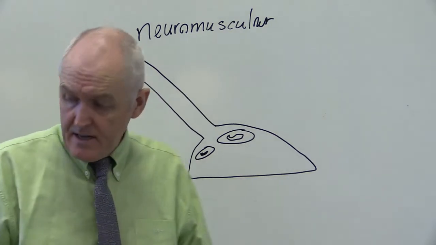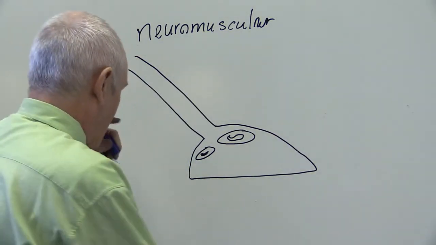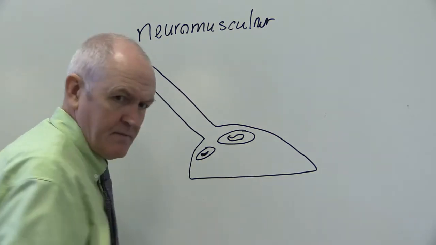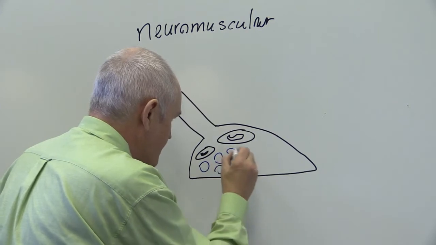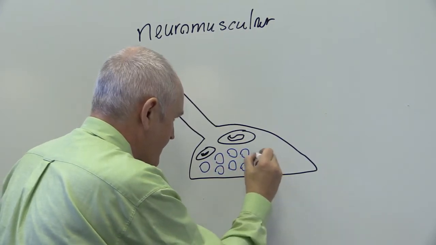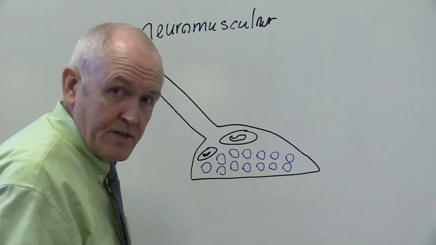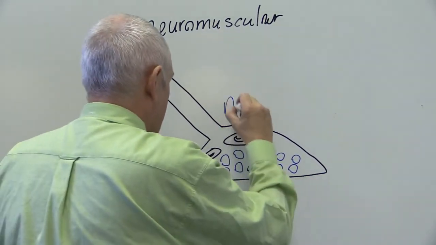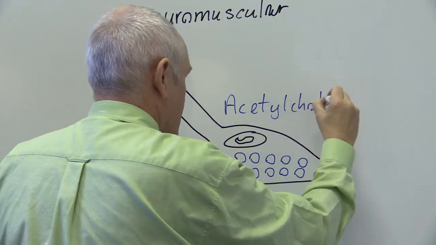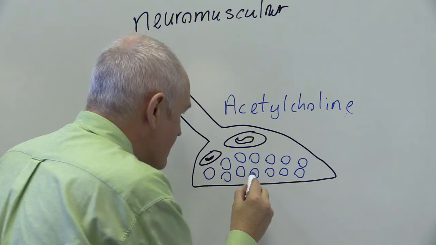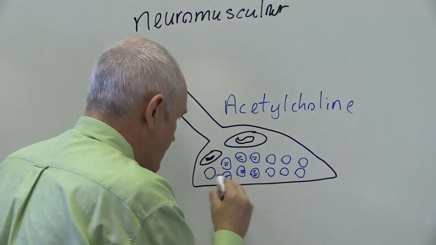But what there's particularly going to be in the motor neuron, between the motor neuron and the muscle, is there's going to be vesicles of this chemical transmitter, and the neuromuscular junction chemical transmitter is always acetylcholine. So these are filled with acetylcholine. That is the chemical transmitter.